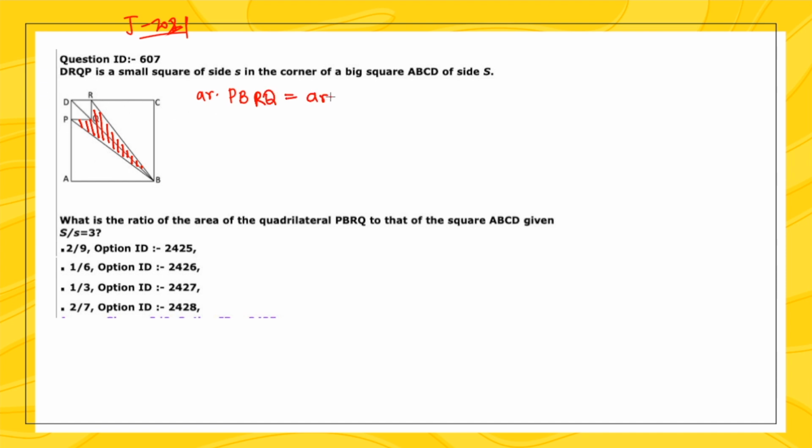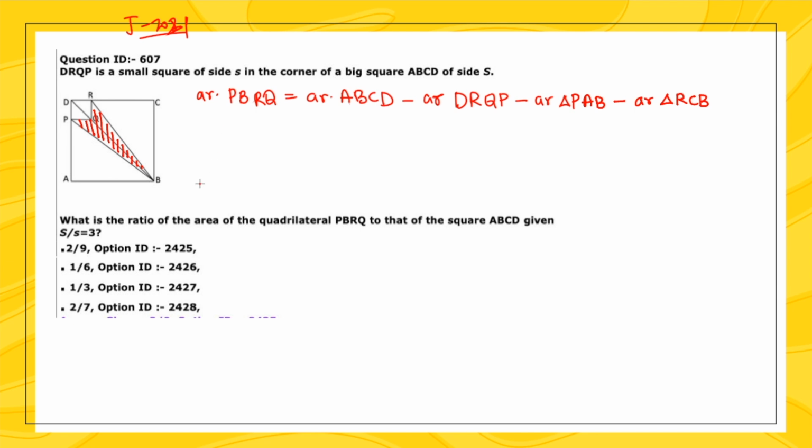This will be equal to the area of ABCD. That means from this whole square, I should subtract the area of DRQP, the smaller square, and I also have to subtract this triangle and this triangle. So I subtract the area of triangle PAB and also the area of triangle RCB. If I do this, I will get the required area.